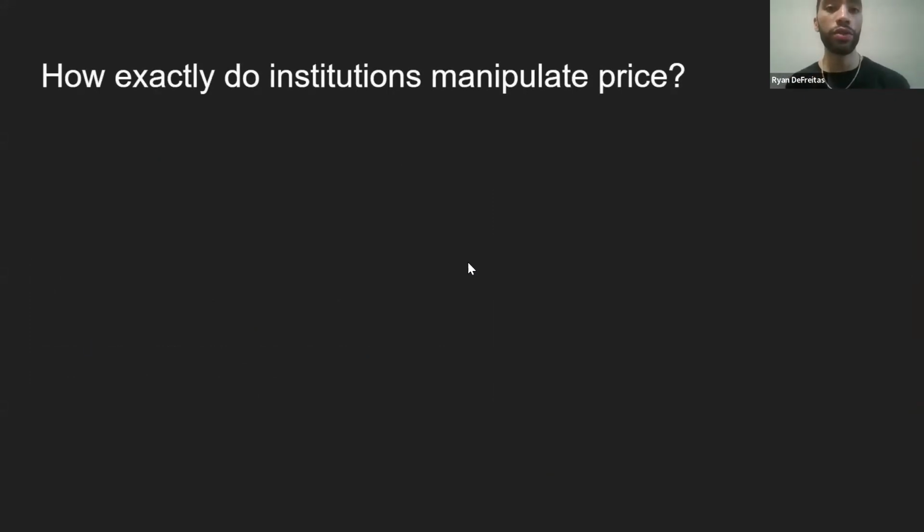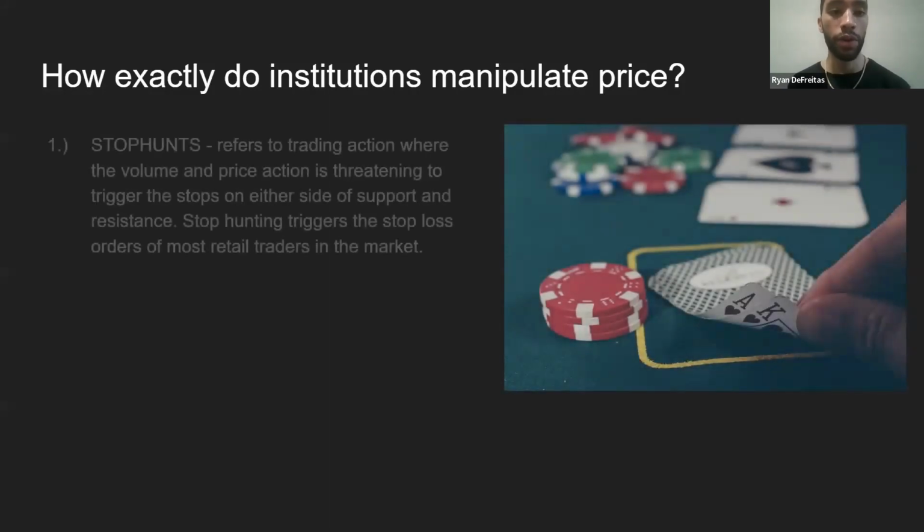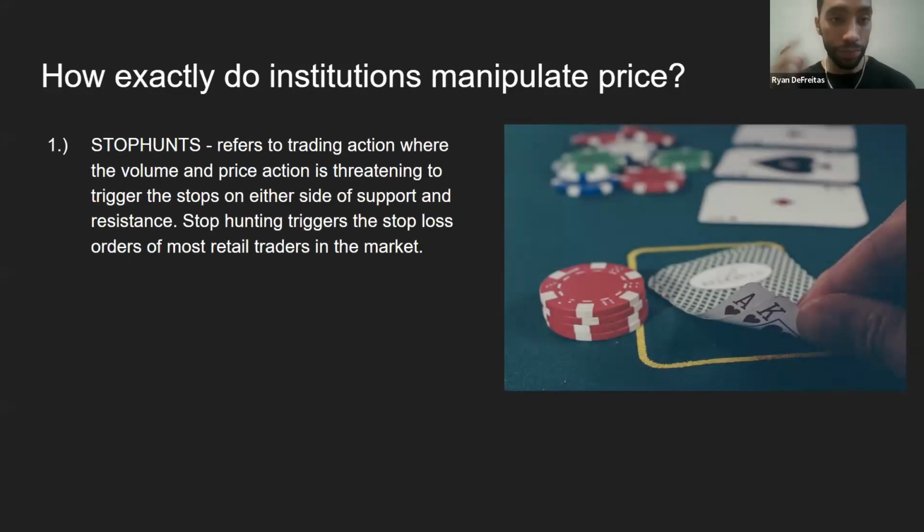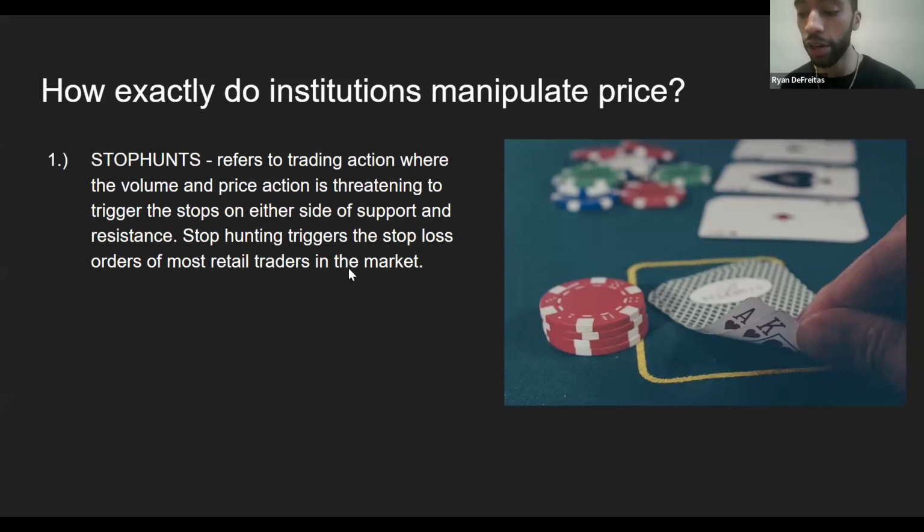How exactly do institutions manipulate price? Let's talk about it. Stop hunts, number 1, refers to trading action where the volume and price action is threatening to trigger the stops on either side of support and resistance. Stop hunting triggers the stop loss orders of most retail traders in the market. And I'll give you guys good examples so you can see this too.